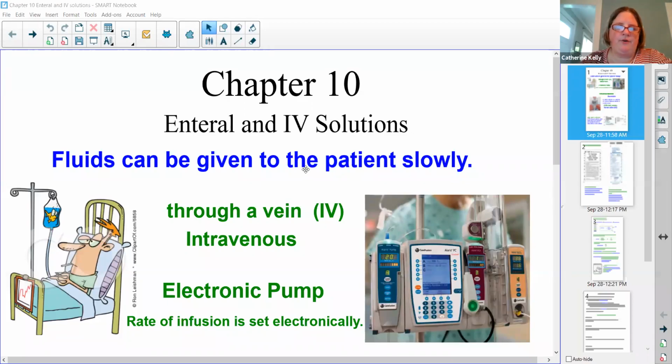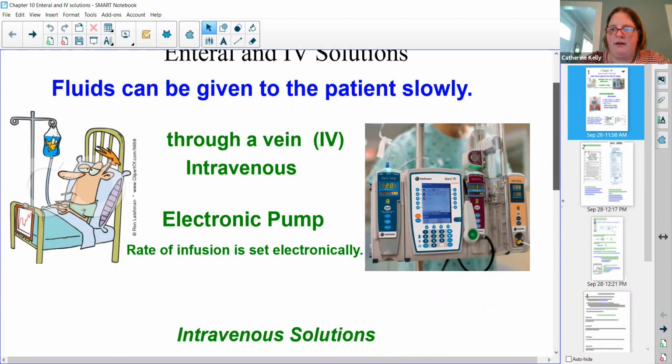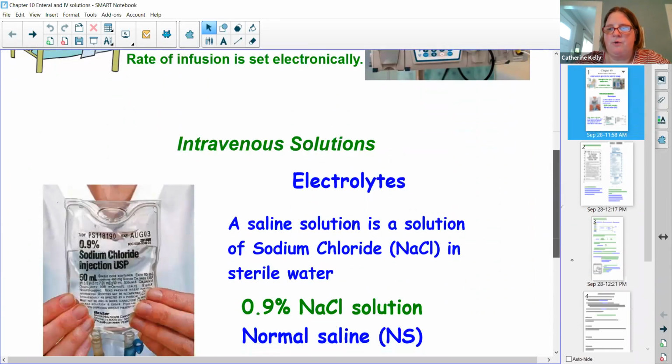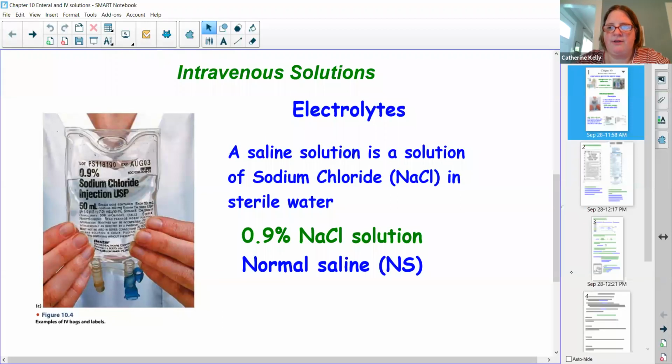Hi, good afternoon. So we're going to talk today about chapter 10, which is enteral and IV solutions. The good thing about enteral and IV ways is that the fluids can be given to the patient slowly through the IV, which is in the vein, or intravenous, and through an electronic pump. The rate of infusion is set electronically. So the IV solutions, there are electrolytes.